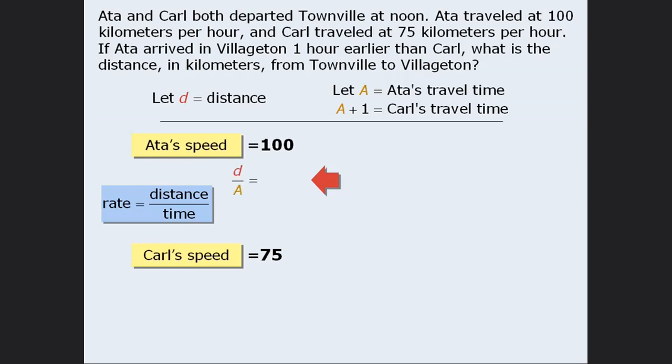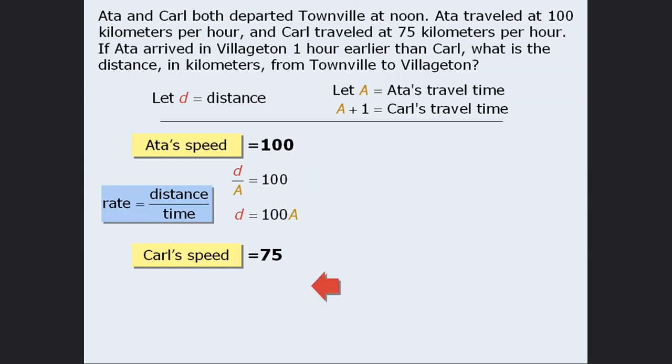This will be equal to the distance d divided by Ada's travel time of a hours. This speed, we are told, is equal to 100 kilometers per hour. Now, if we take this equation and cross-multiply, we get d equals 100 times a.